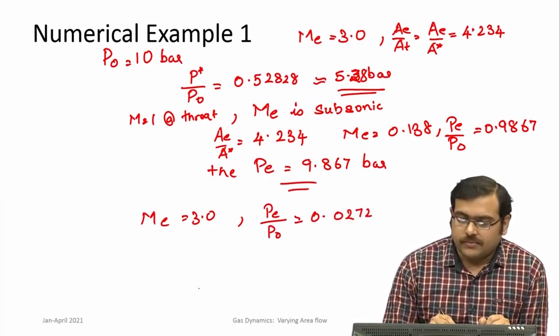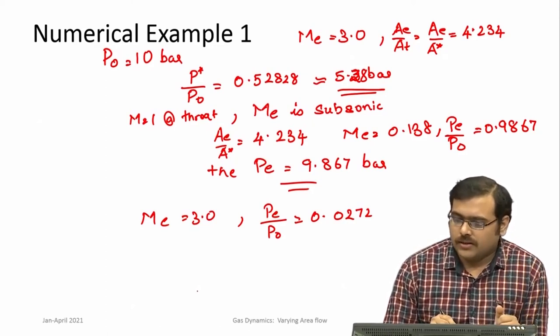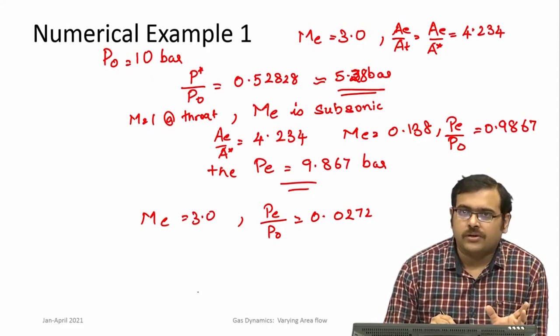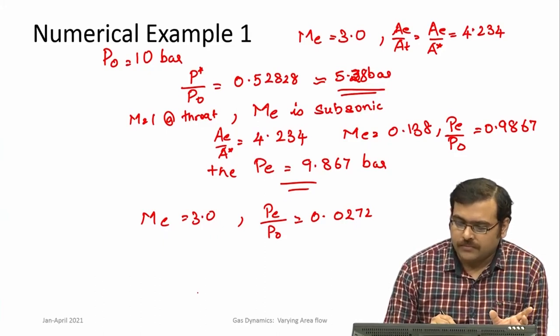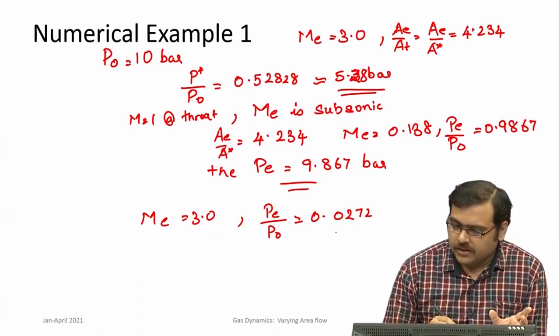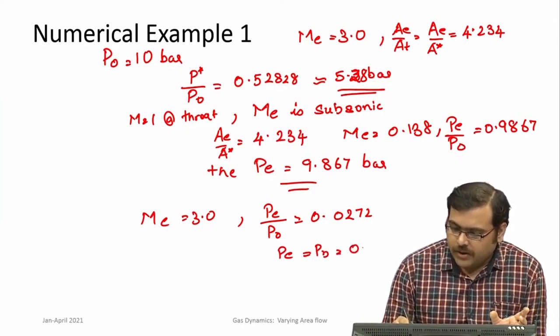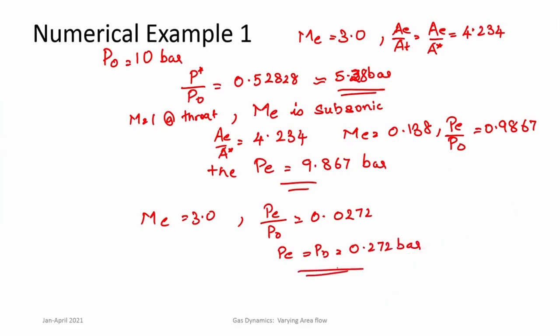So you see that for 10 bar upstream pressure, you really need to give quite low pressures in order to achieve Mach 3 complete expansion without shocks in the nozzle. And you can get this number. The exit back pressure should be equal to exit pressure, and it will be 0.272 bar. Okay, so that is the point at which there will be complete supersonic flow through the nozzle and at the exit as well. Now let's go back to the picture that we had done before.